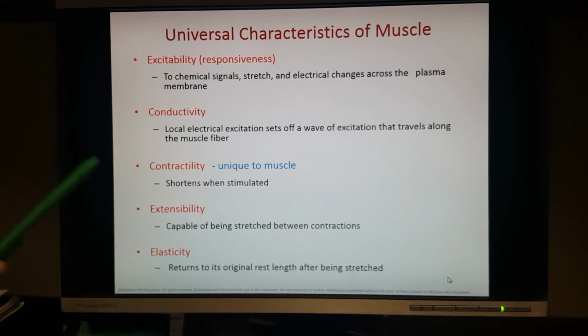Muscles can also be stretched, so they're extensible, going beyond stretch between your contractions. And then lastly, muscles are elastic, so they'll go back to their original length after being stretched. So just like when you work out in the gym, stretching your muscles, moving them past the point of their normal positioning, and then able to pop right back into their normal length.